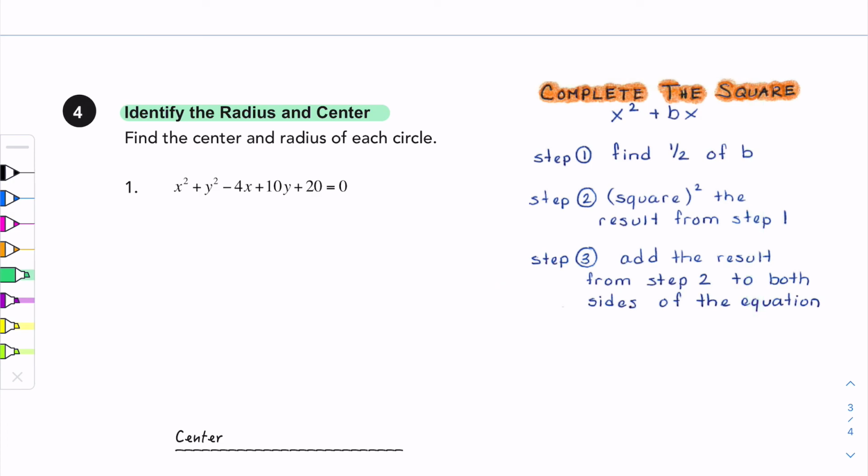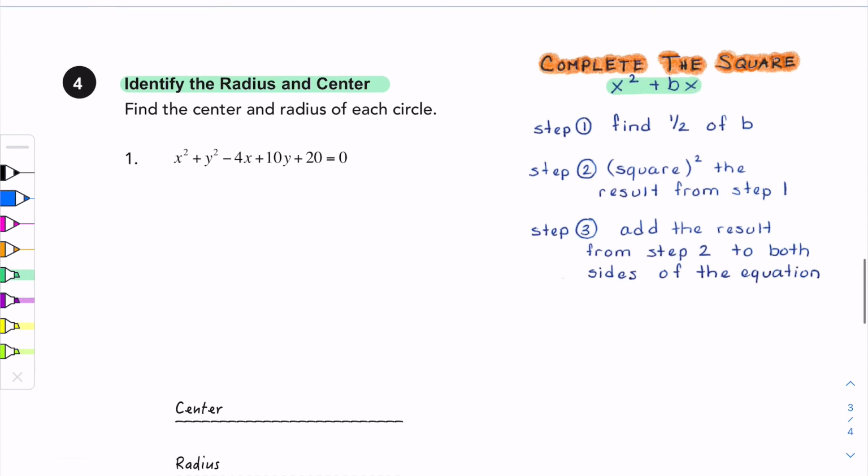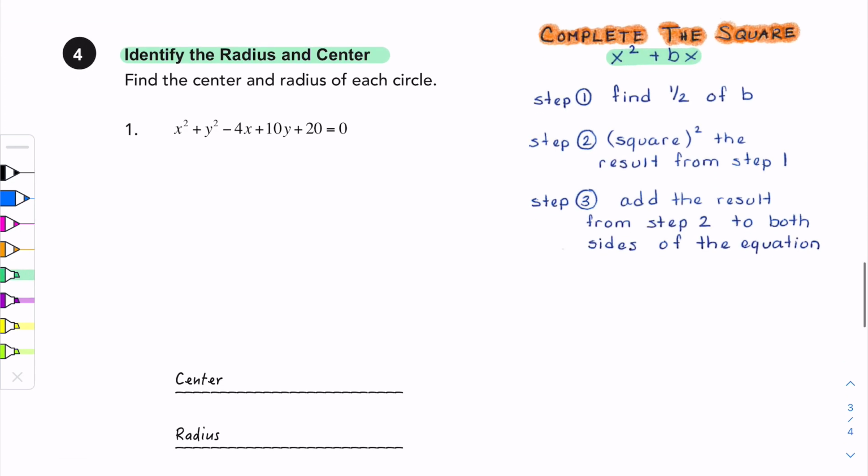So the first step is to, or before we start, I should say, you're looking at an equation such as x squared plus bx. So I'm going to complete an example as I read through this. X squared plus bx could be something such as x squared plus 8x.